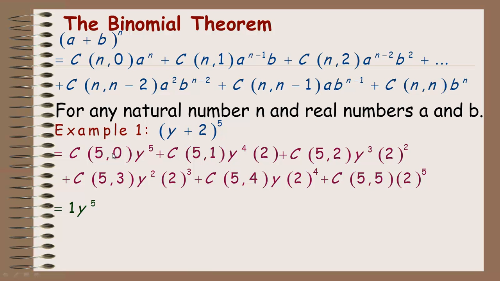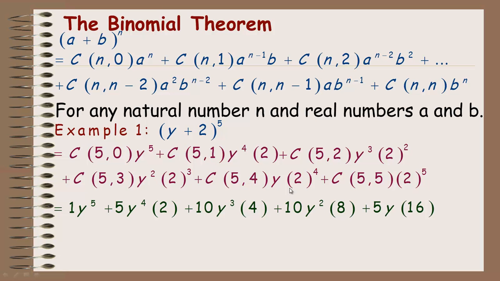So the first one, 5 choose 0 is 1, y to the fifth then. The second one, 5 choose 1 is 5. We have a y to the fourth, and then times a 2. There's nothing really to evaluate there. 5 choose 2 is 10, y cubed, and then 2 squared is 4. 5 choose 3 is also 10, and then we have a y squared, and 2 cubed is 8. 5 choose 4 is 5 times this y, and 2 to the fourth is 16. And then the last term, 5 choose 5 is 1. 2 to the fifth is 32.